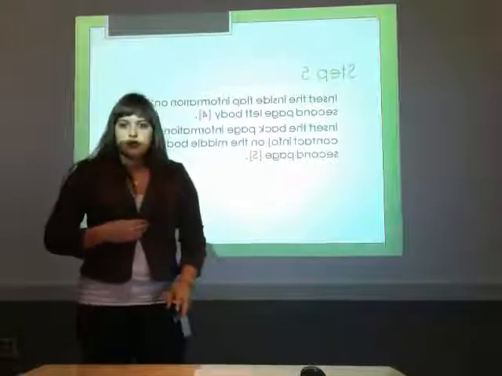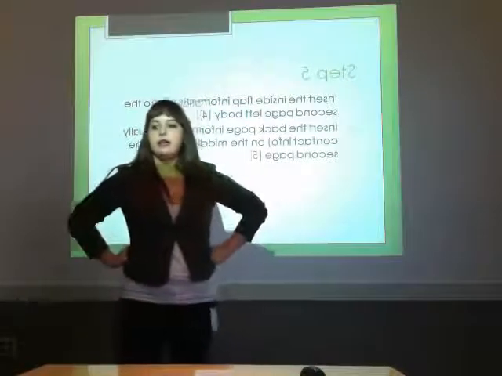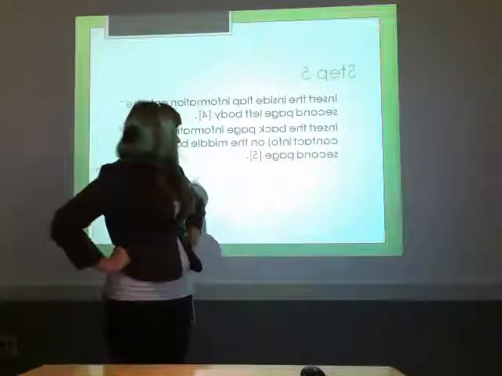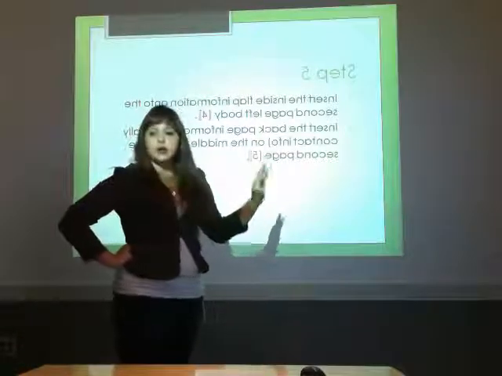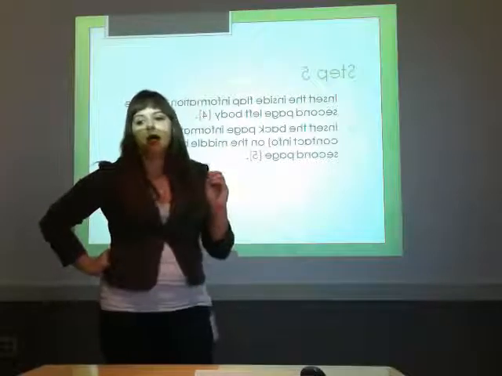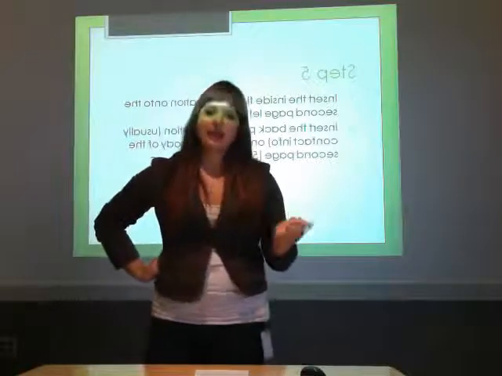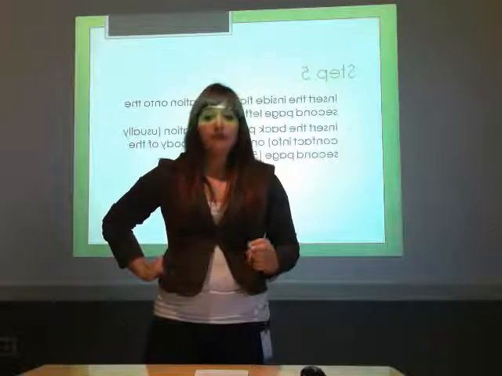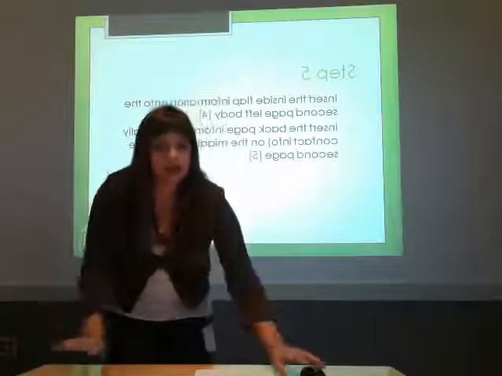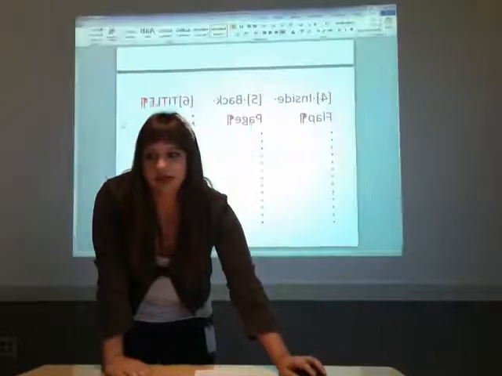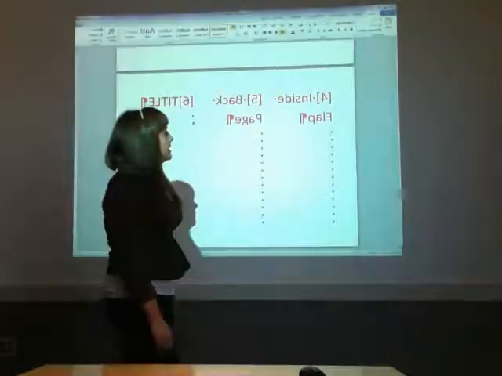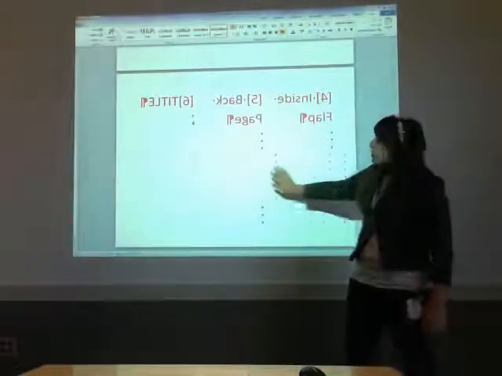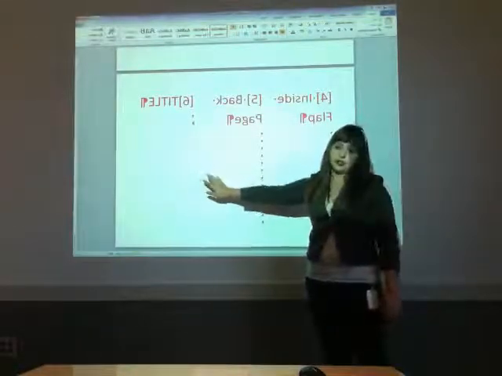So next, we're going to insert the inside flap information onto the second page, the left body column, and we're going to do the back page information, which again is usually contact info, on the middle body of the second page, number 5. Let me show you the diagram, makes it way easier to see what you're doing. So here we go again. We've got the inside flap, the back page, and the title page.